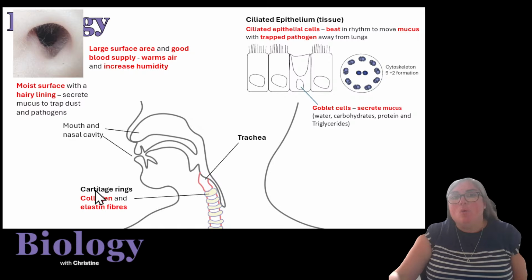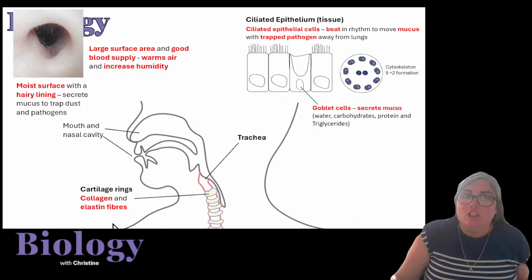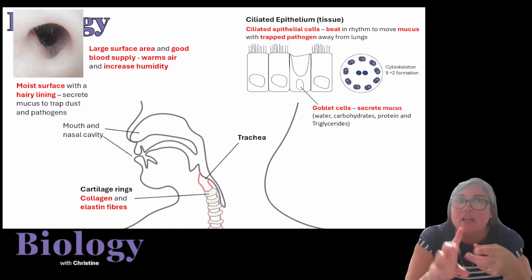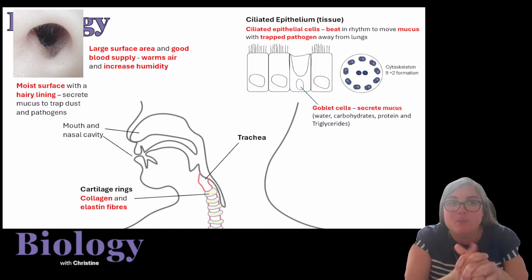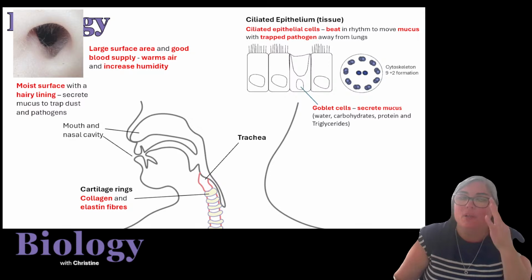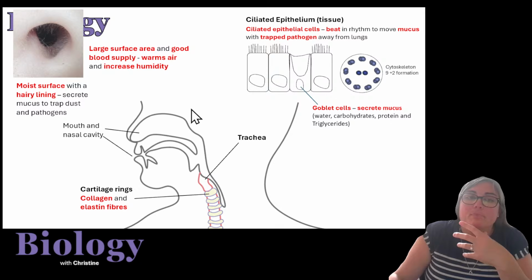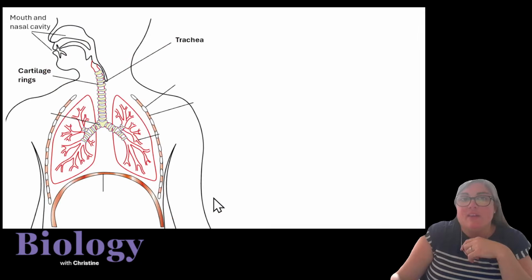And we obviously know about our cartilage rings. Our cartilage rings are made up of collagen and elastin fibers. So if they're made up of collagen and elastin fibers, we know these are fibrous proteins, which are flexible and strong, preventing the collapsing of the trachea. So allowing that exchange and the ventilation.